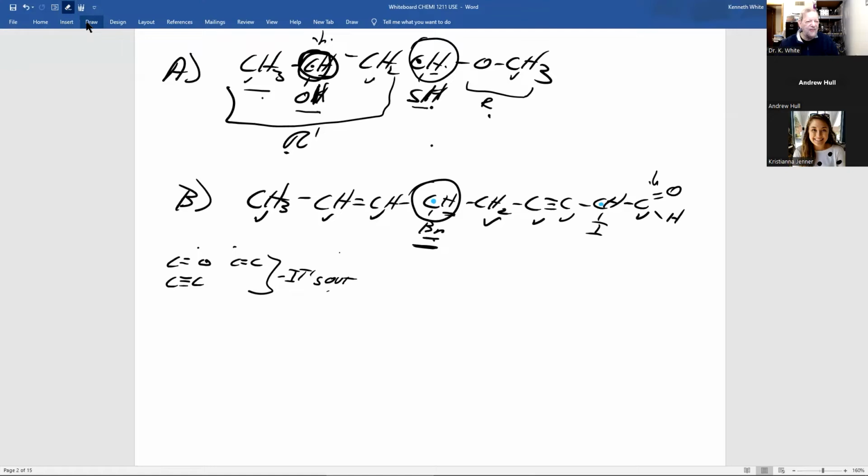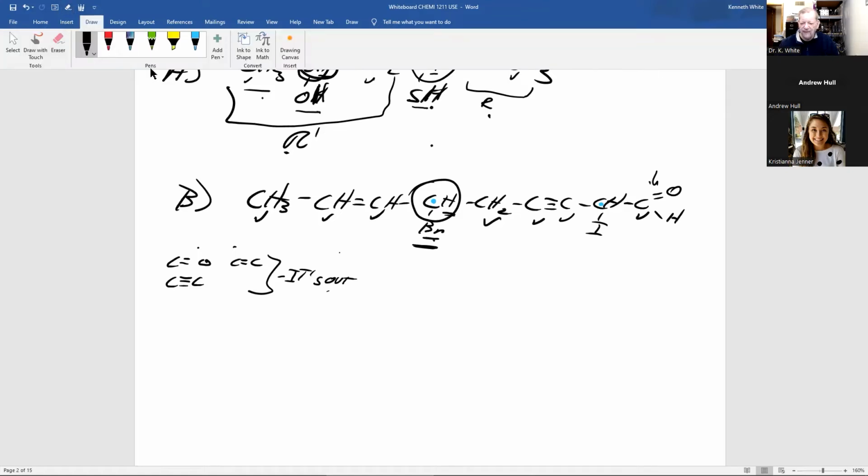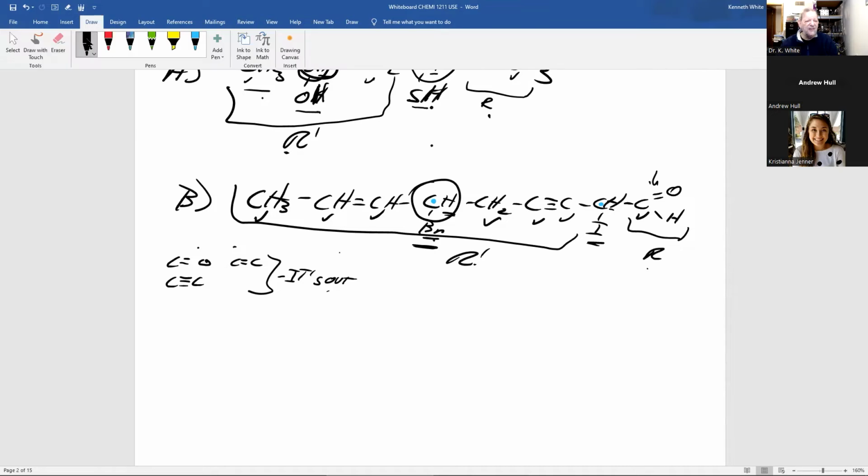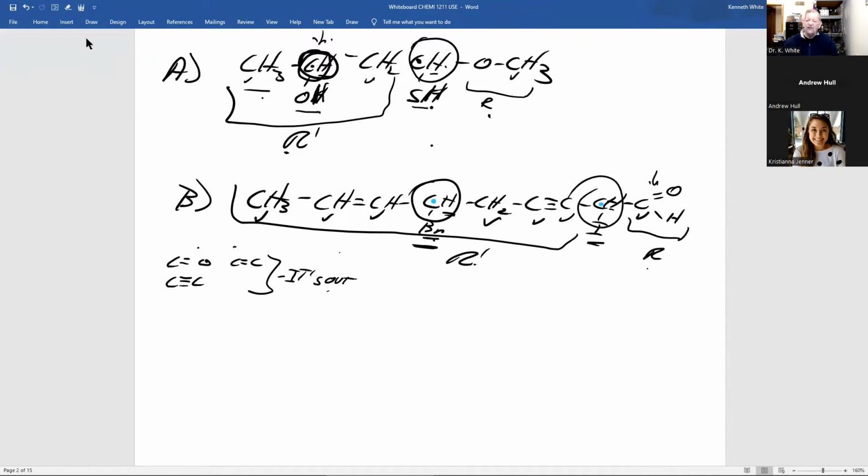And now we'll look at the other carbon, this one. It's got a hydrogen, iodine. This carbonyl or aldehyde, I'll call R. And the rest of the molecule here, I'll call R prime. So it has hydrogen, iodine, R, R prime. Guess what? That's four different things. And that makes it chiral. And those are the two you do there.